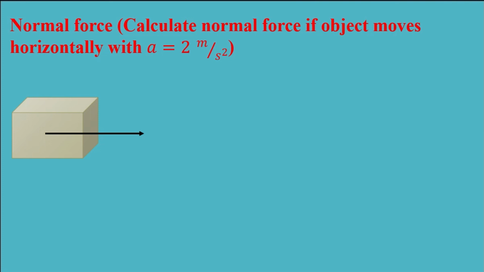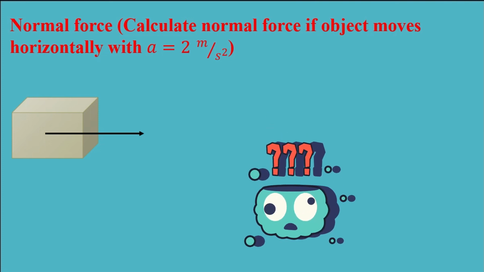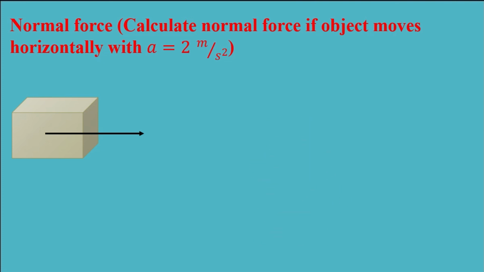Here I have a question for you. What happens if the object moves horizontally with an acceleration of 2 meters per second squared? What's going to happen to the normal force? Can you calculate the normal force for this example? Think about it and leave a comment below. What do you think about this example? If you find the answer, feel free to write it down. And in the next video, you're going to find out how to solve this example.